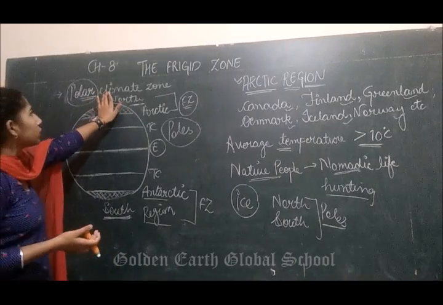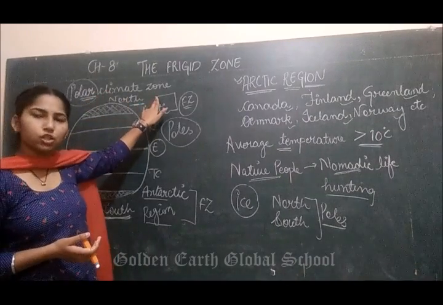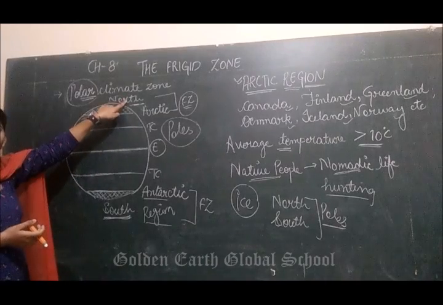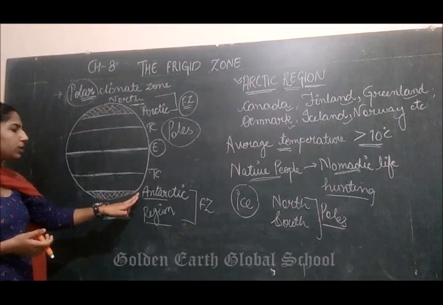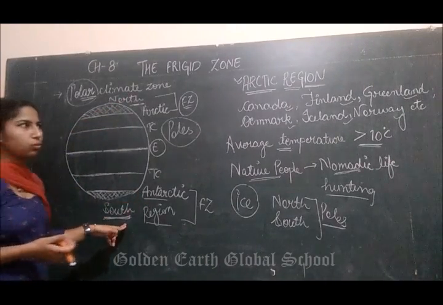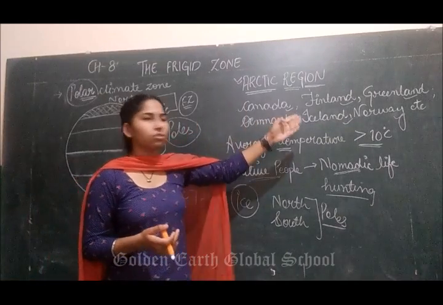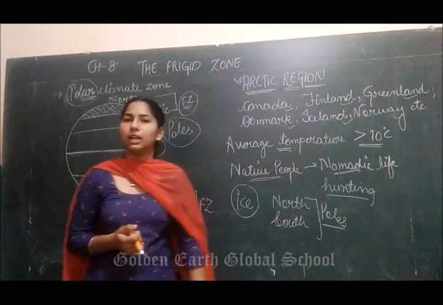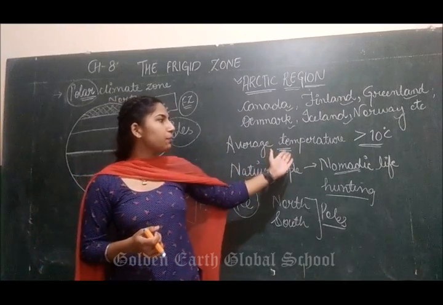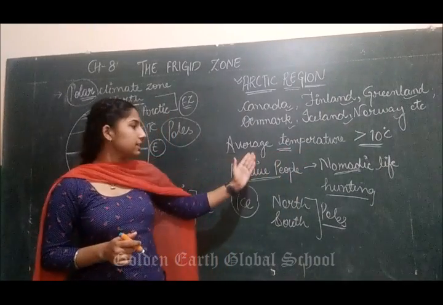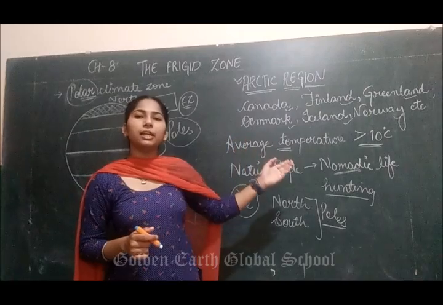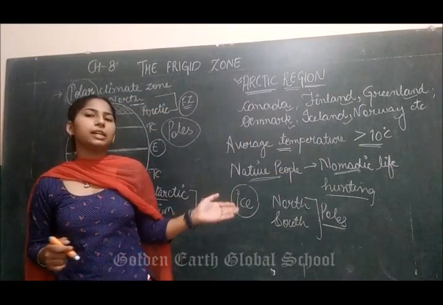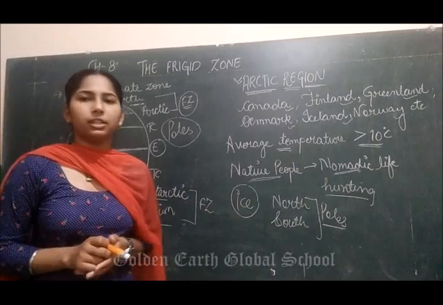So the frigid zone is known as the polar climate zone. The Arctic region is between the Arctic Circle and the North Pole. The Antarctic region is between the Antarctic Circle and the South Pole. Canada, Finland, Greenland, etc. are the countries found in the Arctic region. The average temperature is less than 10 degrees Celsius. Native people live a nomadic life, and the region is completely covered with ice throughout the year.